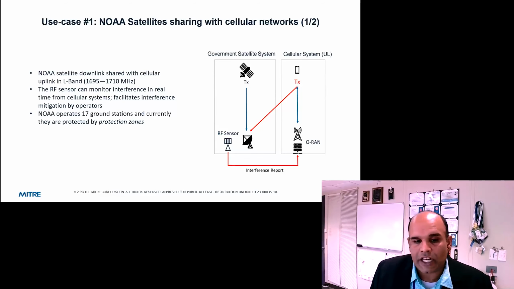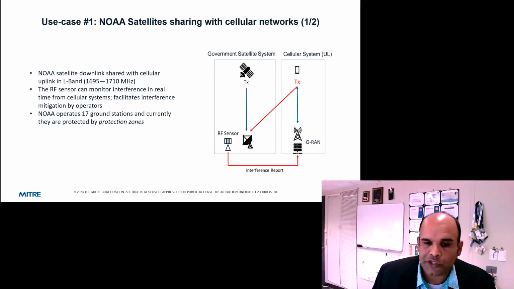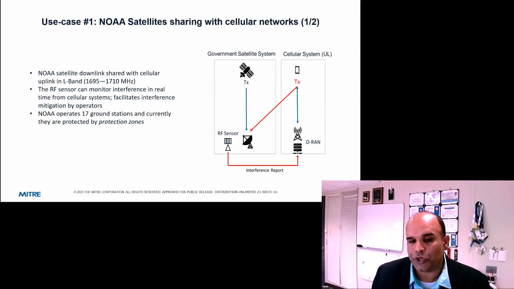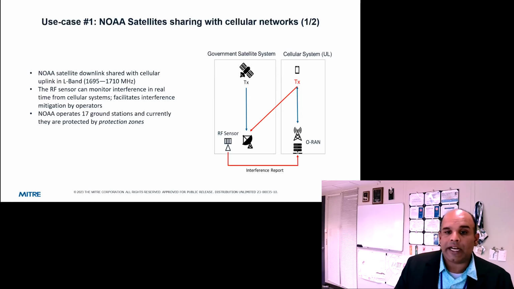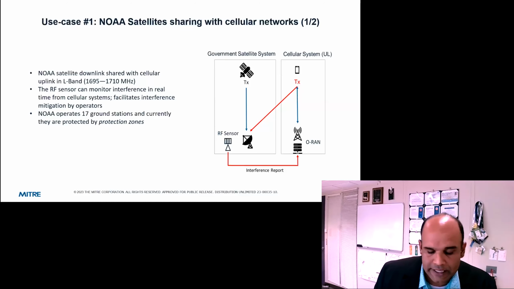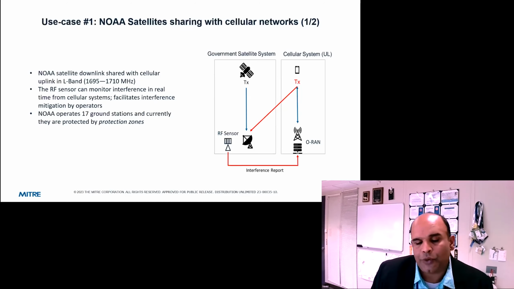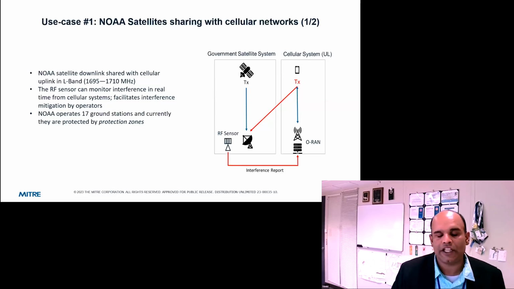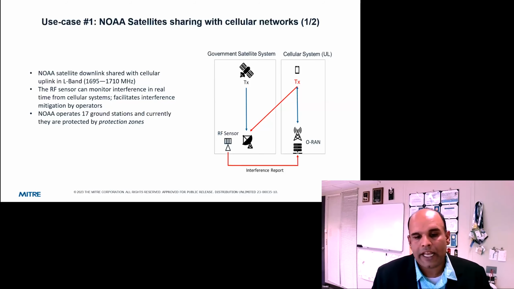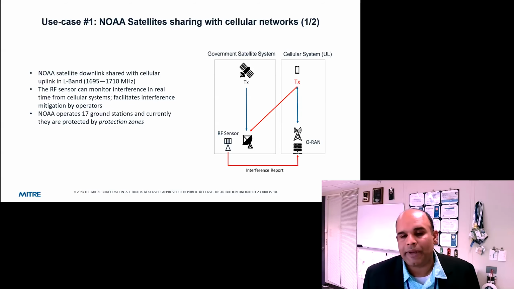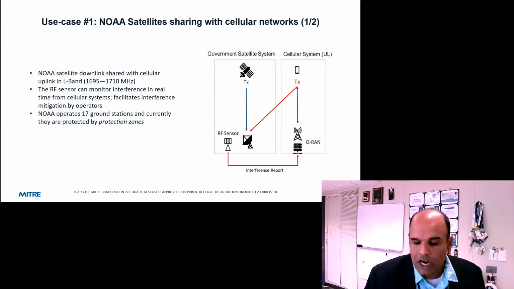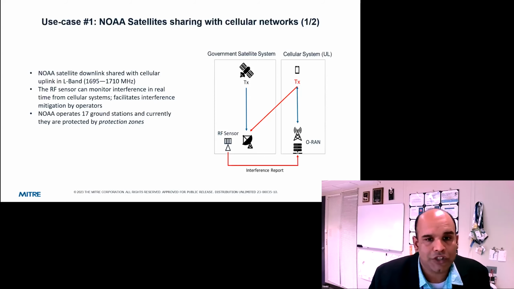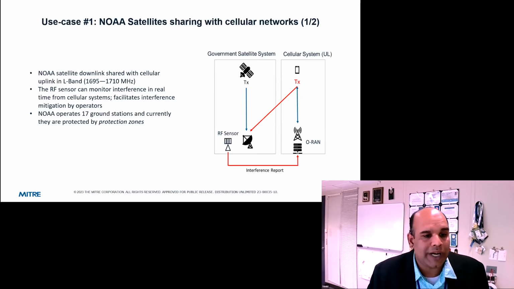There is also, you can see, an RF sensor that is used in the vicinity of the ground sensor that can transmit information to the base station regarding any interference violations that it sees. The simplest way of doing this, as I said, is to have protection zones. So the area around the government satellite systems would be considered a protection zone, and nobody will be allowed to transmit there. Obviously, that's a very costly solution in terms of low utilization.